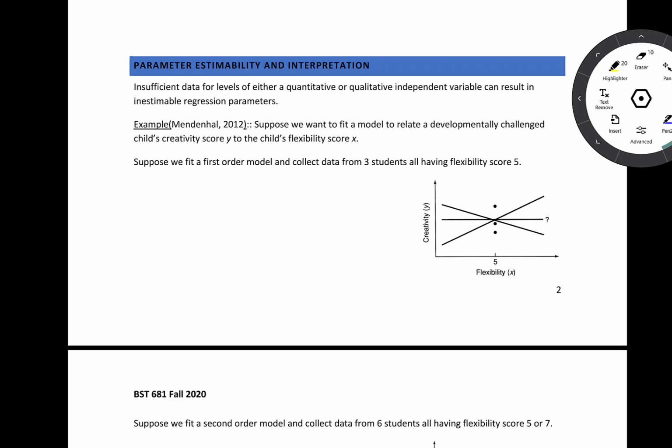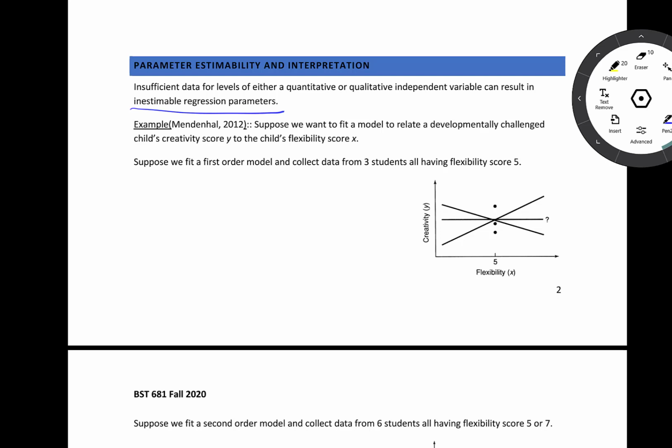Insufficient data for levels of either a quantitative or qualitative or categorical independent variable can result in what are called inestimable regression parameters. So let's look at an example here. Suppose we want to fit a model to relate a developmentally challenged child's creativity score Y to the child's flexibility score X. Suppose we fit a first-order model and collect data from 3 students having a flexibility score of 5.